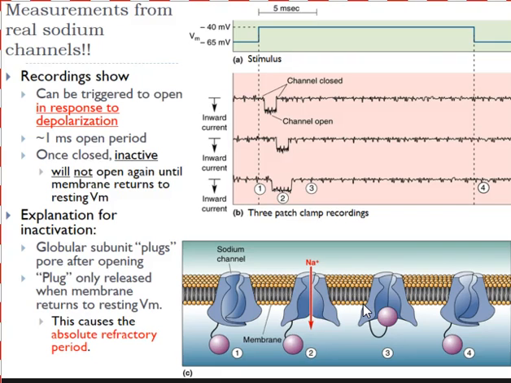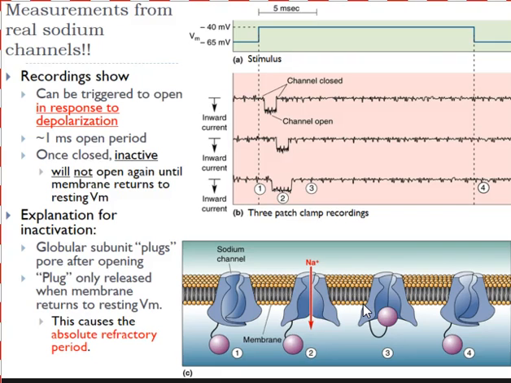We talked about the absolute refractory period. That's the period of time when you cannot start another action potential until the first one has passed. The thing that causes the absolute refractory period is basically this inactivation gate. We need to get these channels to close and reset again, which you would have to do to start another action potential. You can't have that happen until you get back down to your resting membrane potential, because that's when the channels reset. So the absolute refractory period, the thing that limits how many action potentials you can fire per second, is caused by the time it takes to get back to resting membrane potential and eject this globular subunit.